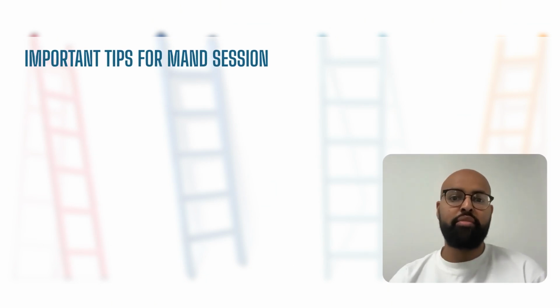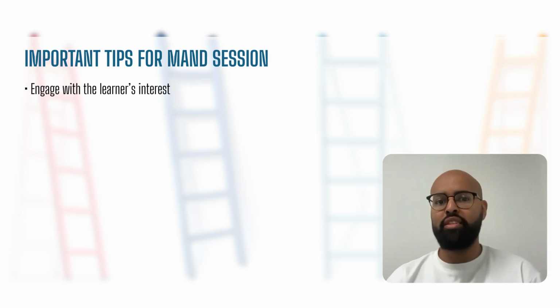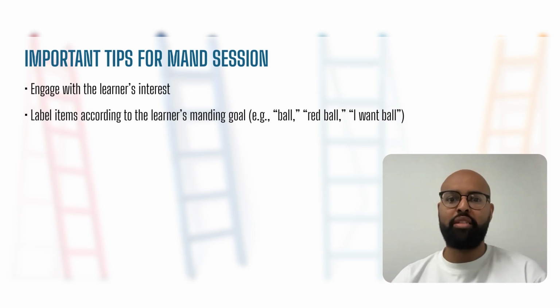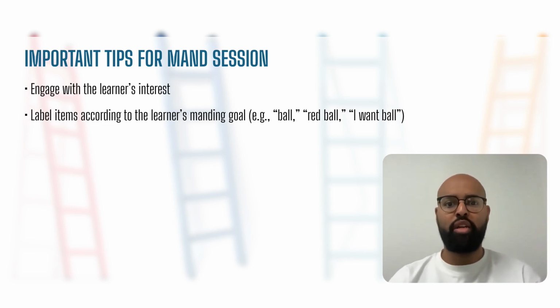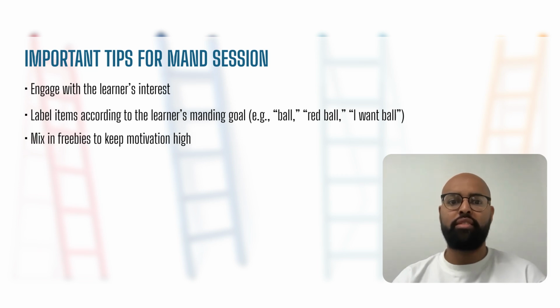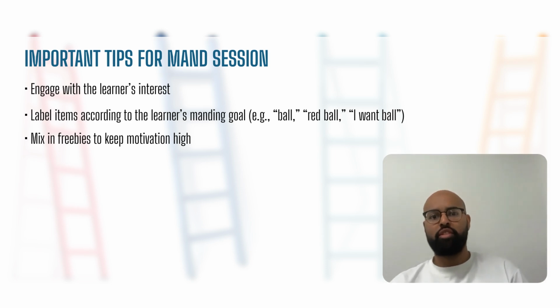Here are some important tips to remember when running a mand session. First, always engage with the learner's interests. This helps keep them motivated and focused. Second, make sure to label items according to their manding goal. For example, if you're working on expanding language, you might model words like ball, want ball, or I want ball. Third, don't forget to mix in freebies, meaning give some items without requiring a mand. This keeps the activity fun and prevents frustration.